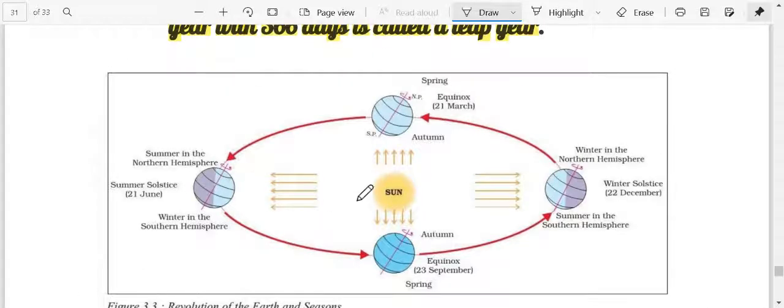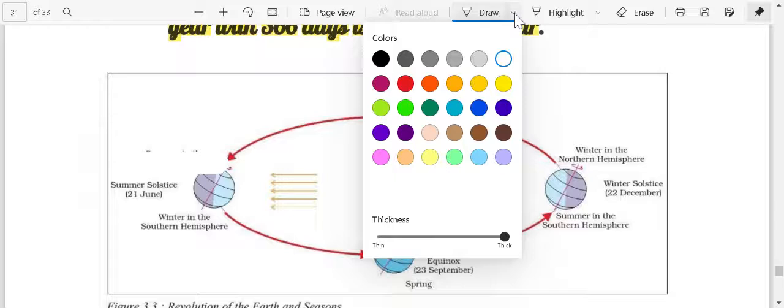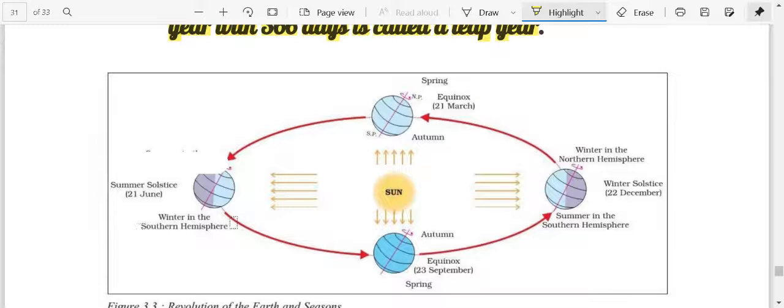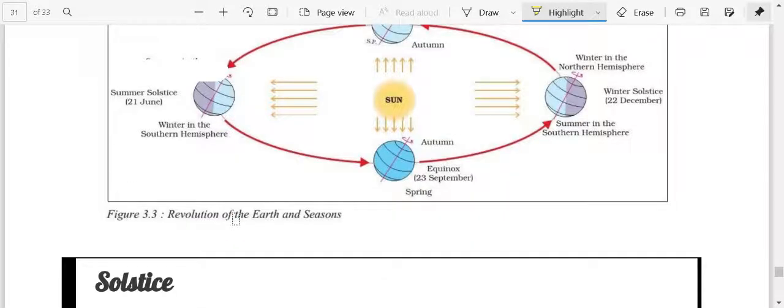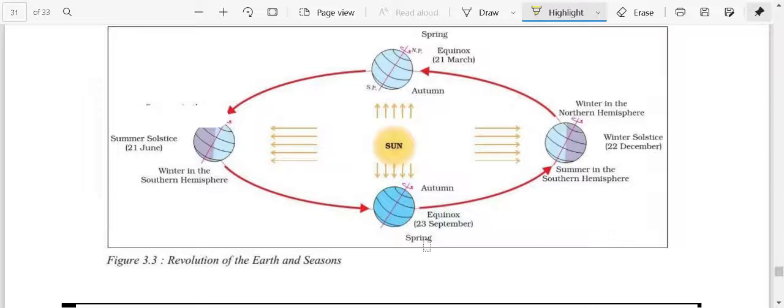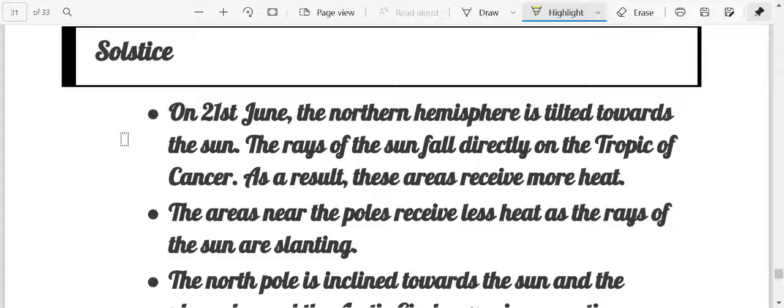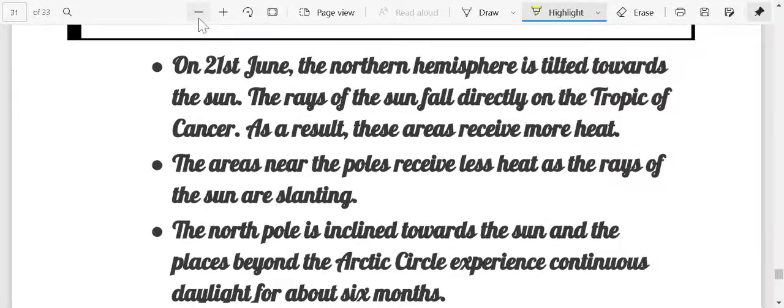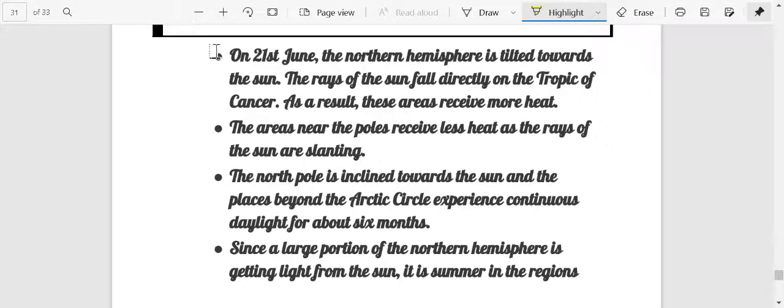And this is summer here in the northern hemisphere. It is the summer solstice on 21 June. And this is the winter solstice in the southern hemisphere. This is the equinox of 23rd September, and this is the equinox for 21st March. Now this is solstice. We have added a video of solstice and equinox for you. You can watch it on our website.